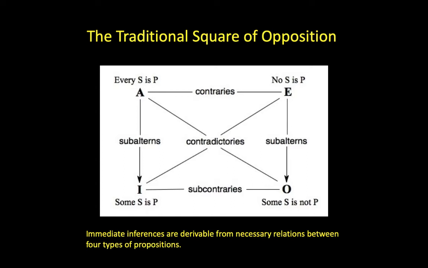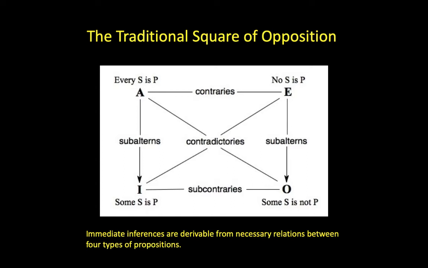deductions, which are derivable from the necessary relations between these claims, these four types of propositions. Take some time with this. Look at these slides and notice the relations between them. For instance, every S is P, if true, you'll notice is the opposite of some S is not P. We call those contradictory claims.